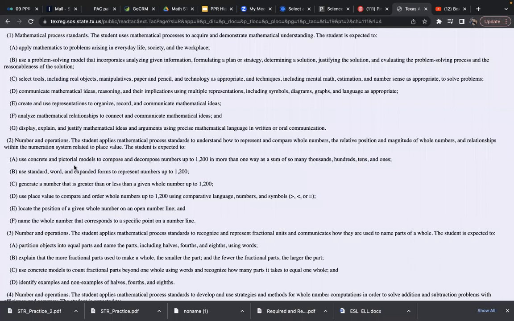Use concrete and pictorial models. Concrete means that they have to be doing it hands-on, to represent or decompose up to 1,200 in more than one way as a sum of so many thousands, hundreds, tens, and ones, like representative of it.